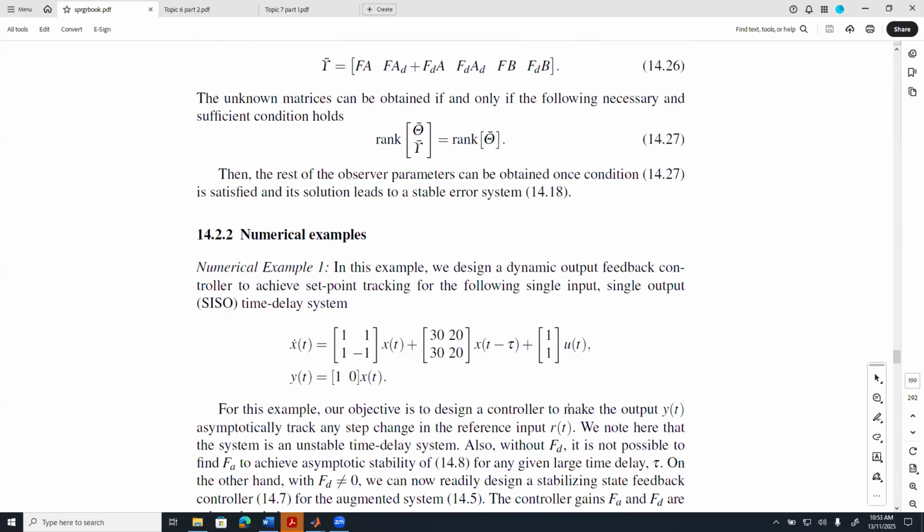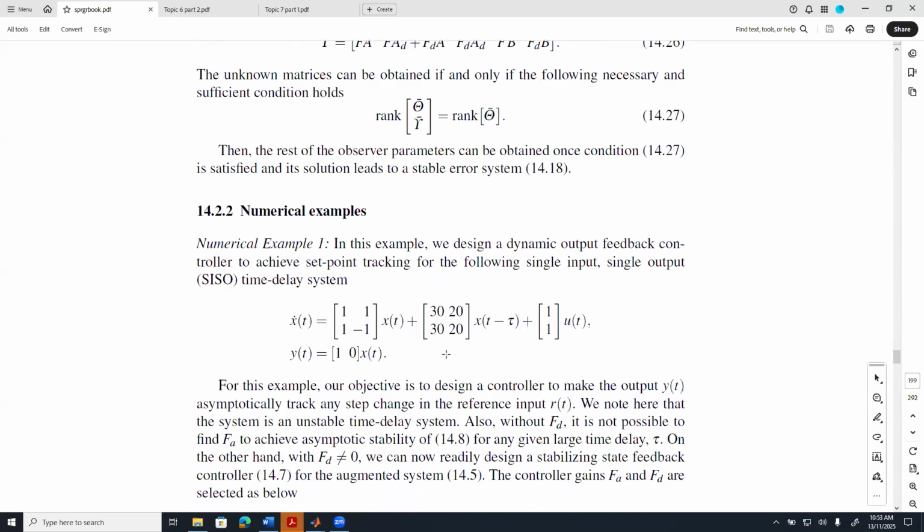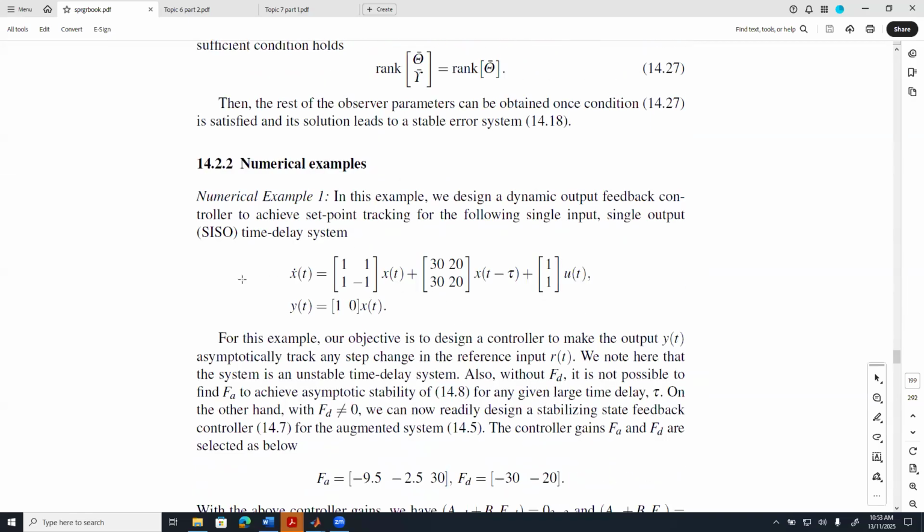And now here's an example. We just pick an example along these lines. As you can see, we have one output measurement in this vector here, just one. And we want to drive that output, we want to make that output asymptotically track any step change in the reference input. We call it a step change, okay?